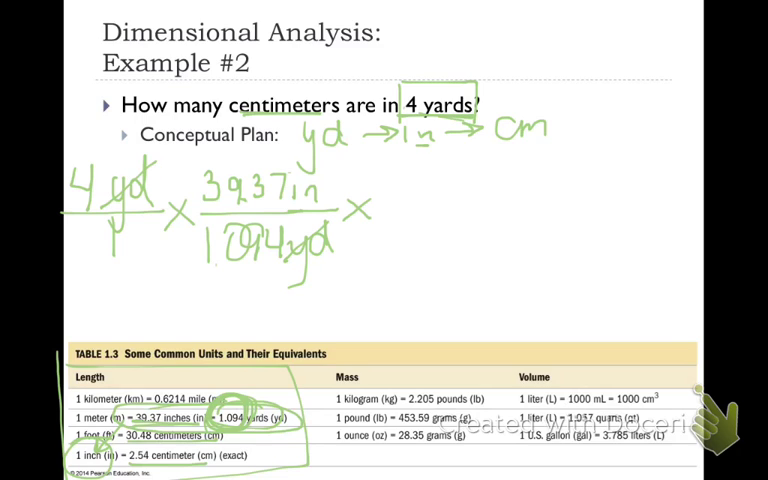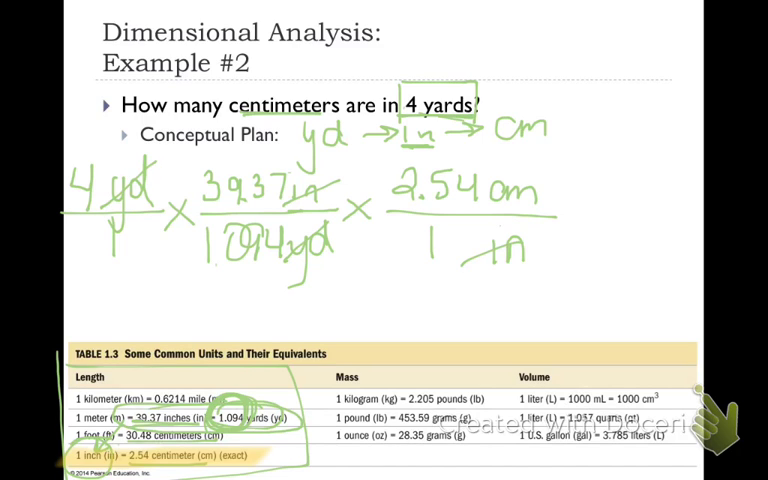Here, I'm in inches right now and I want to get over to centimeters. So this is my equivalency that I want to use. Remember, I want to cancel out inches, so I'm going to put inches on the bottom. 1 inch is equivalent to 2.54 centimeters. So I'll cancel out inches, and I'm left with the unit that I want. That's what I'm planning on having.